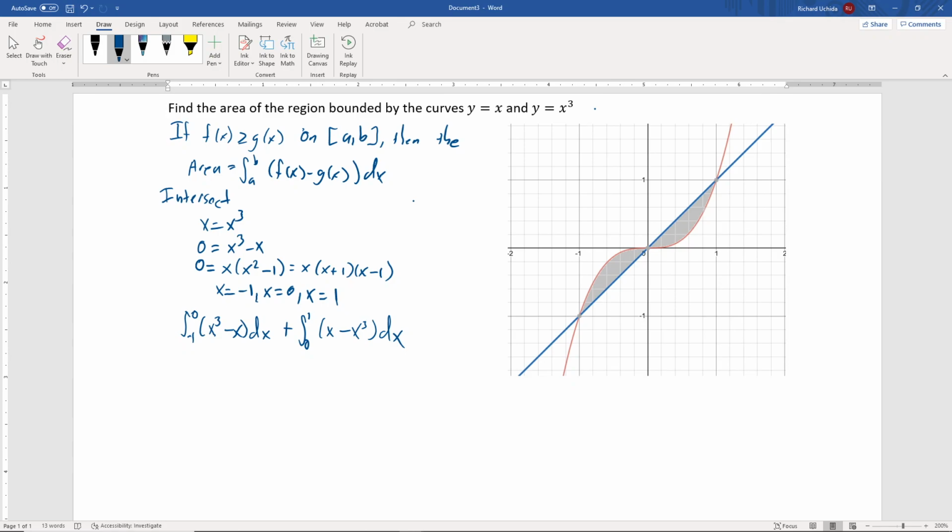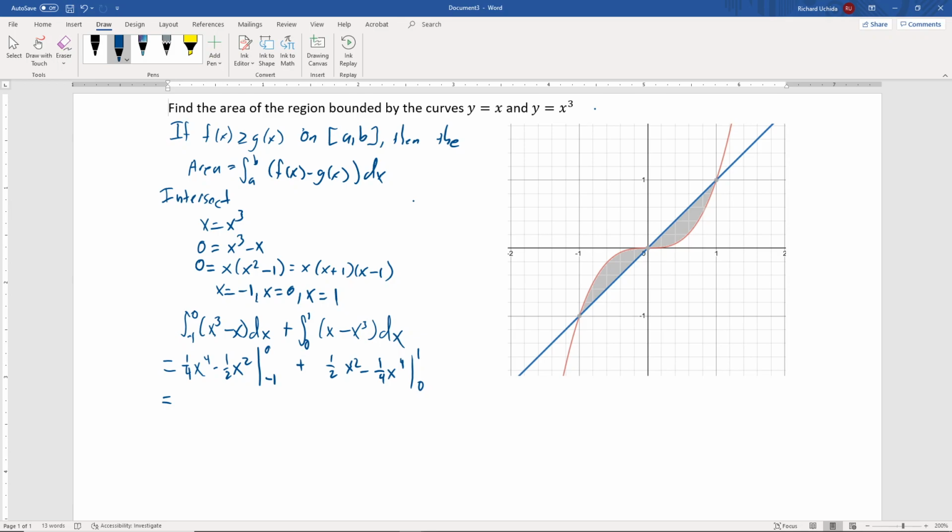So integrating this, the antiderivative of x cubed minus x would be 1/4 x to the 4th minus 1/2 x squared, evaluating that from negative 1 to 0. And then for the second one, the antiderivative would be 1/2 x squared minus 1/4 x to the 4th, evaluating that from 0 to 1.